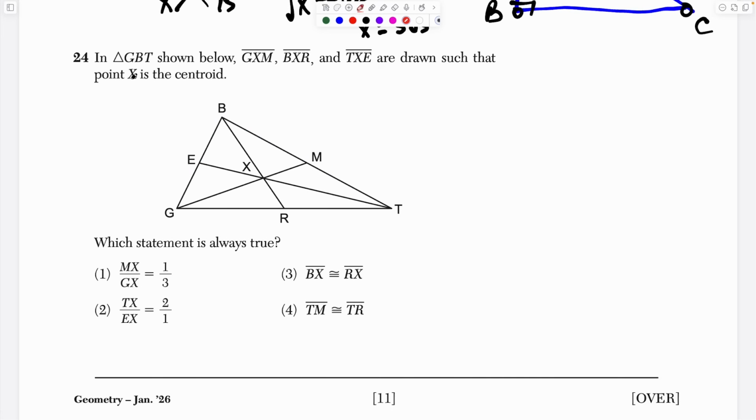Question 24, in triangle GBT, shown below, GXM, BXR, and TXE are drawn such that point X is the centroid. Which statement is always true? For this one, we just have to know our vocabulary. The centroid is the point where all three medians intersect, and it does something very interesting to the three medians. It separates all of them into a ratio of 2 to 1.